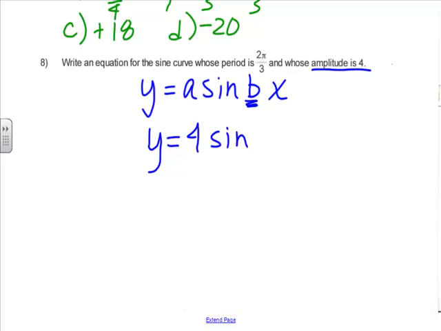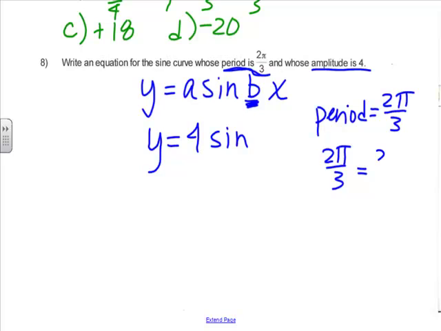Now this is where you've got to be careful. I need to know what b is, and I don't know what b is, because b is frequency. I know what the period is. So if you recall, the period, which in this case is 2 pi over 3, is equal to 2 pi over b. And this one's nice because the numerators are the same, therefore the denominators are the same. Other ways that we do this is cross multiply. So in this case then b is equal to 3.